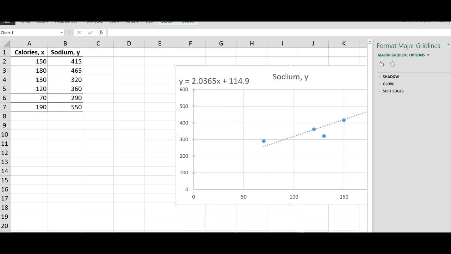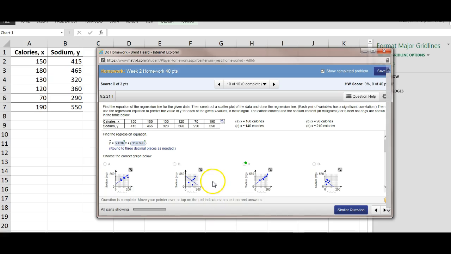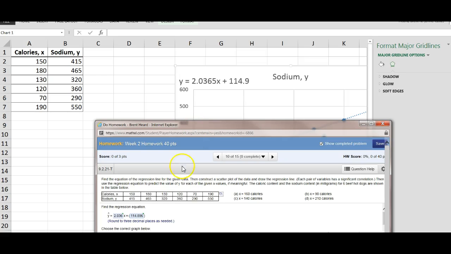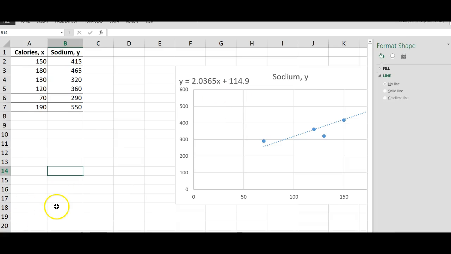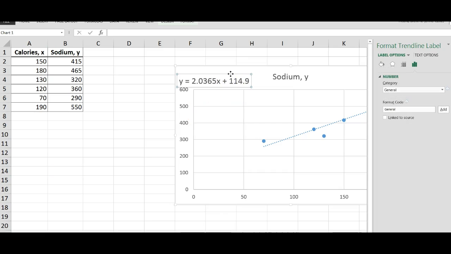2.0365 plus 114.9. Let's see. If they wanted this rounded to 3 decimal places, yes. So to 3 decimal places, it would be 2.036. Plus 114. Oh, we don't have enough accuracy here. This is a problem. And you say, why is it a problem? Well, on my graph, I don't have enough accuracy. You know, I've got the slope is 2.0365.